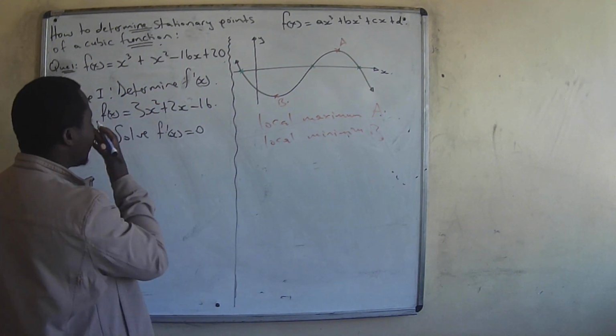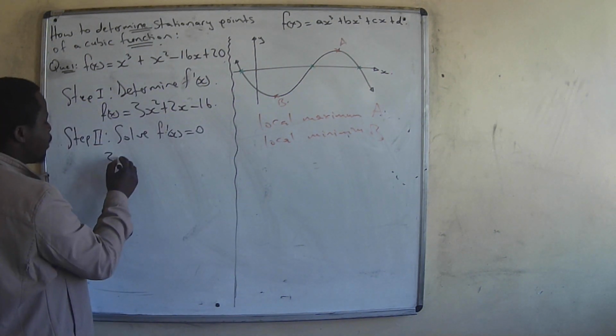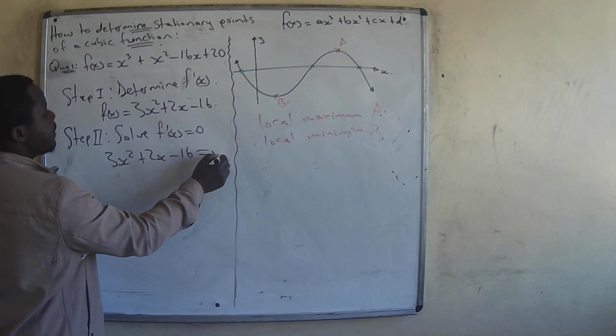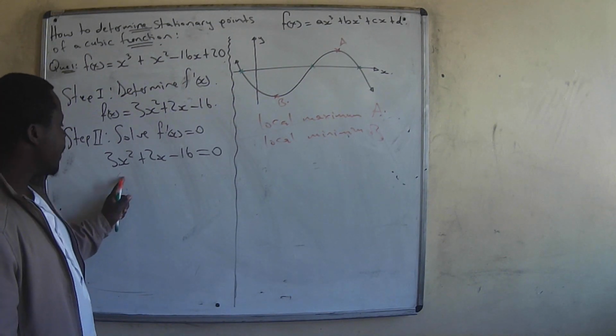So let us solve for x. We now have our derivative: 3x squared plus 2x minus 16. Let's make it equal to 0. Once we make it equal to 0, we want to solve.